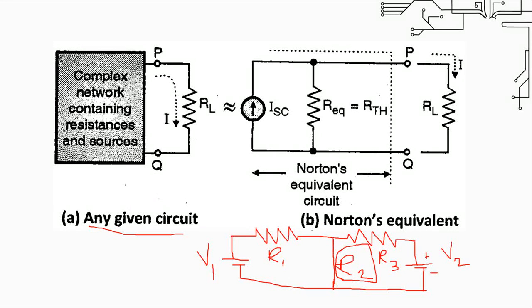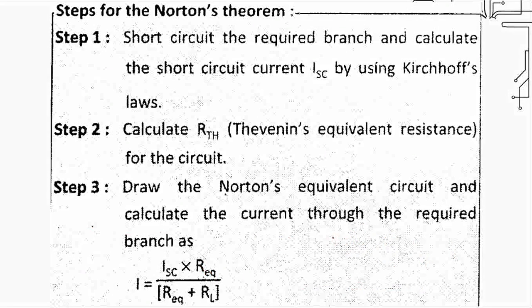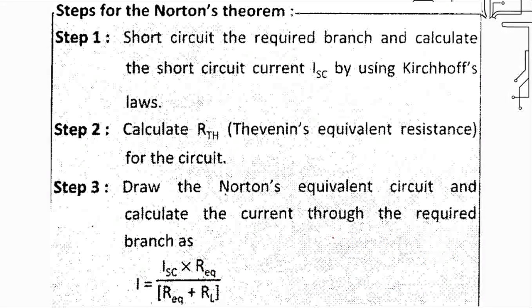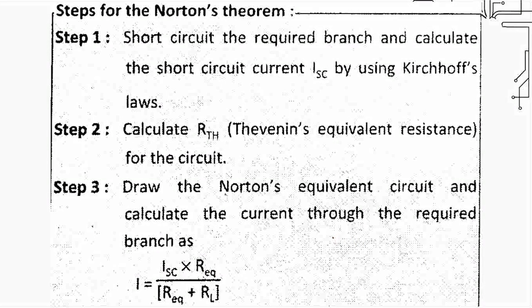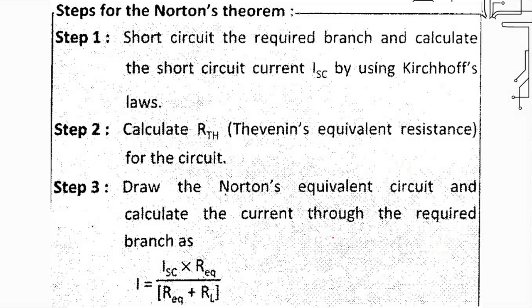So first of all we have to short circuit the required branch and calculate the short circuit current using Kirchhoff's law. Then Kirchhoff's voltage law or current law, whichever is applicable there, by using that Kirchhoff's law you have to calculate the short circuit current. Then we have to calculate the Thevenin's equivalent resistance or Norton's resistance for this circuit. The procedure will be similar to Thevenin's theorem.